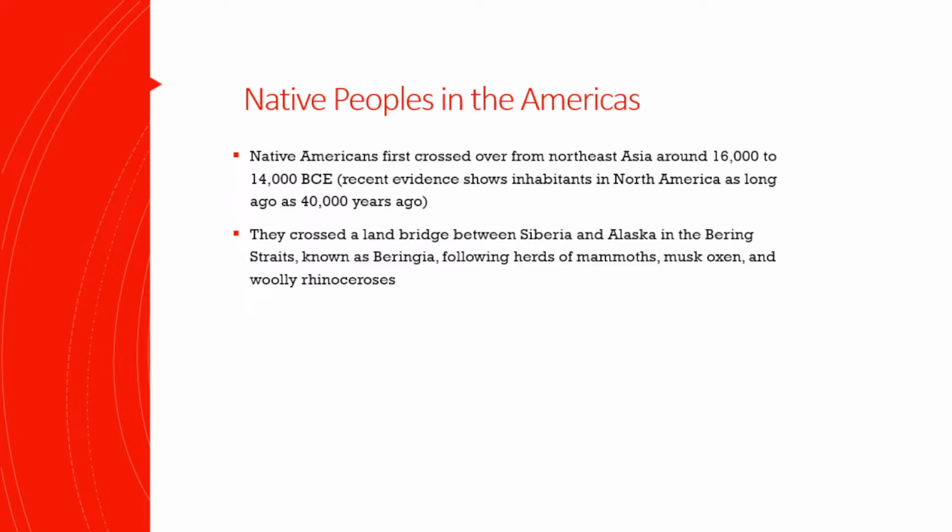Anyway, as I said, they got here by crossing between Siberia and Alaska in the Bering Straits. The land bridge was known as Beringia because it was the Ice Age, and with a lot of the oceans being ice, the ocean levels were lower, and there was a lot of ice further north, so they could just walk across. Followed herds of mammoths, musk oxen, woolly rhinoceroses, all that good stuff. The Ice Age stuff, you guys know how that works.